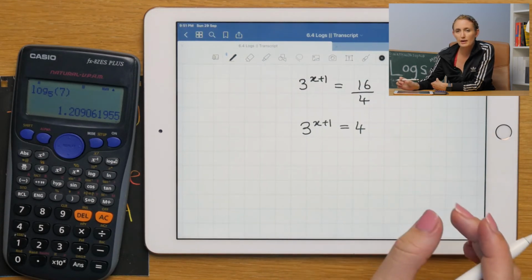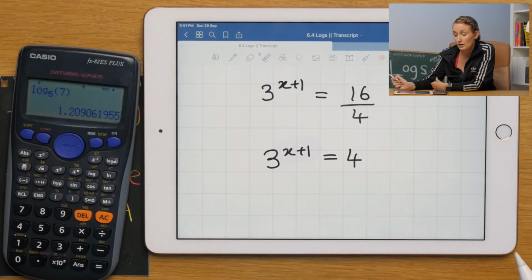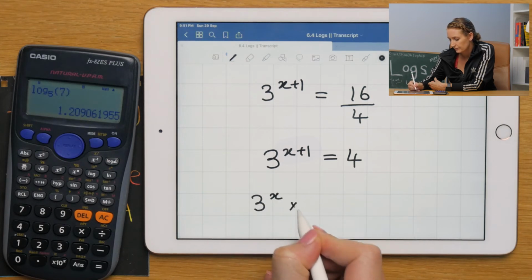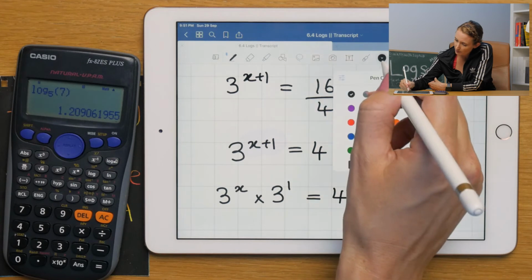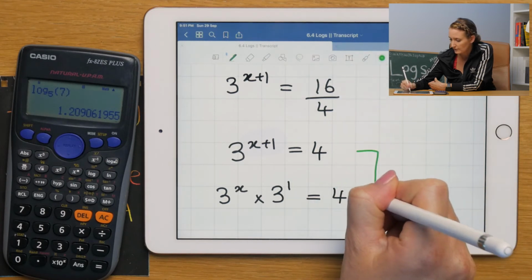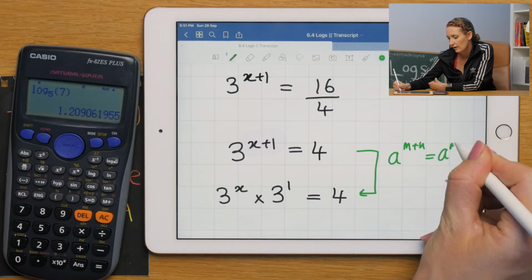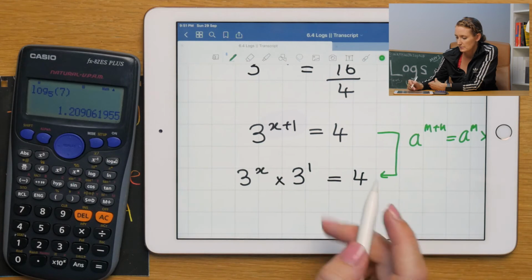Okay, we're nearly at the place where we can take logs, but you don't want to be taking logs on a power x plus 1. You could, but you could also split it up here, like that. If you're wondering why you can do that, you've got to think back to your rules for indices, which says if these two numbers are being added together, you can split it up like that with the times in between.